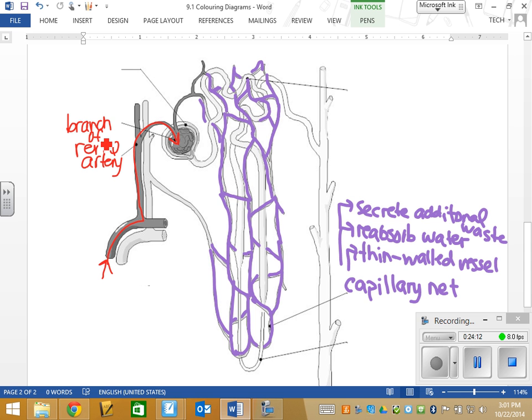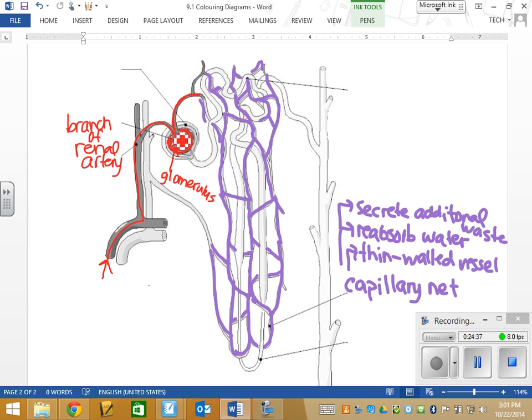Now if you look, it comes into this structure that's like a big ball here. And this is still blood. That is called the glomerulus. And then if you look, the blood vessel is the same color on the other side. So this is all still artery.